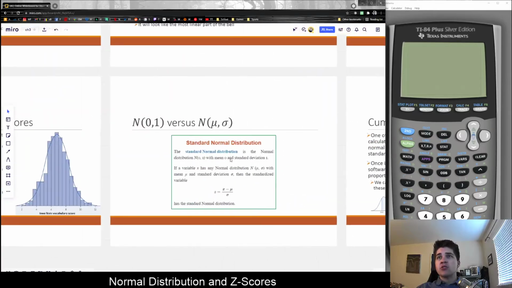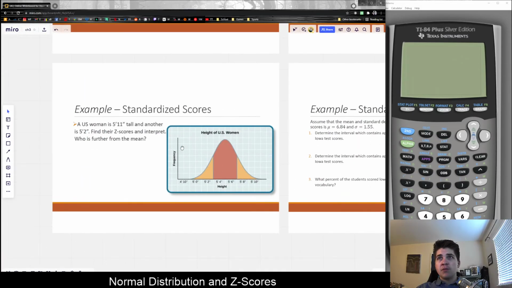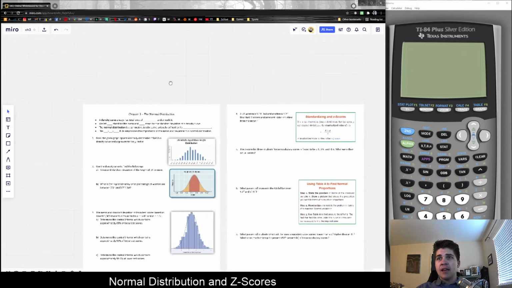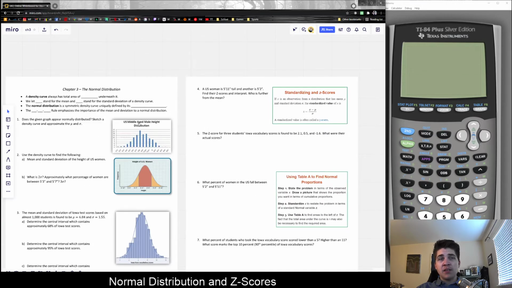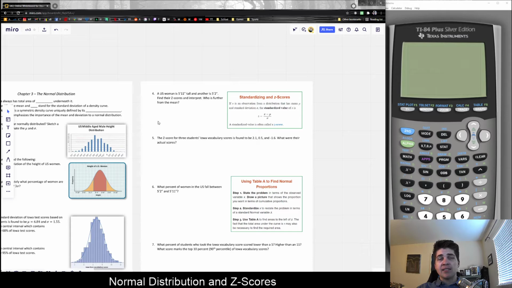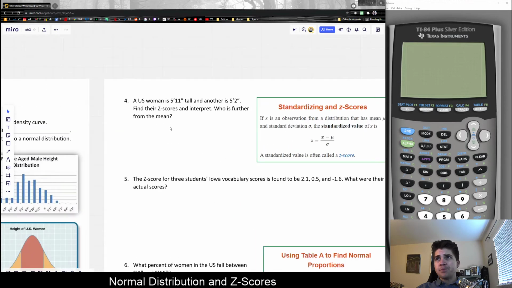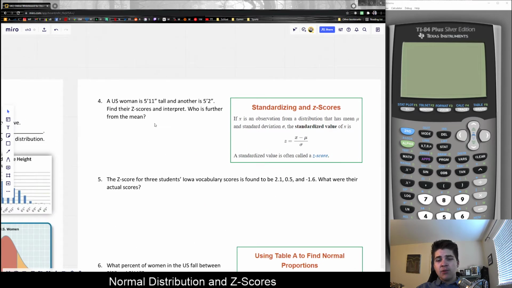The lecture notes should be posted above, and you should be able to find these in there. But let me go ahead and move to the packet. I believe we completed the first page in class this week. So let's just look at number 4. It says, a U.S. woman is 5'11", and another woman is 5'2". Find their z-scores and interpret who is further from the mean.